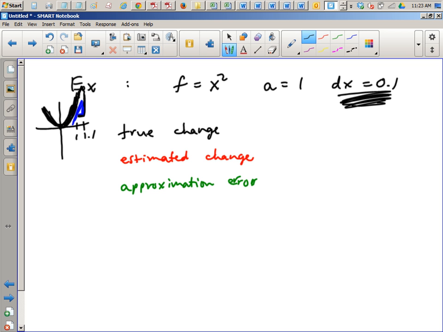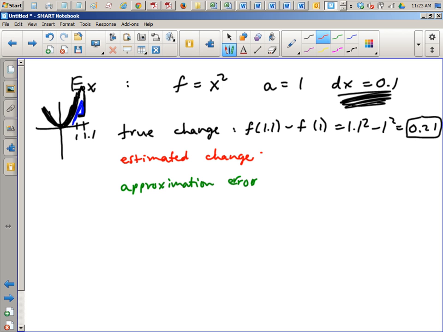Okay, so true change is just basically going to be f of 1.1 minus f of 1. So that's 1.1 squared minus 1 squared, which is 0.21. Okay, so hang on to that answer. That's one of your three answers there.